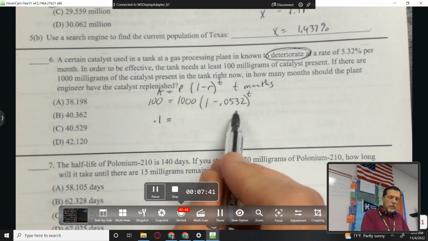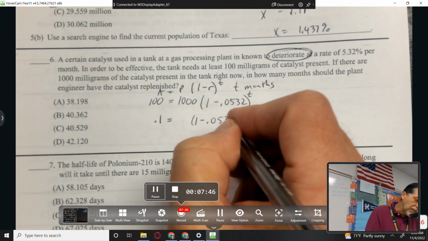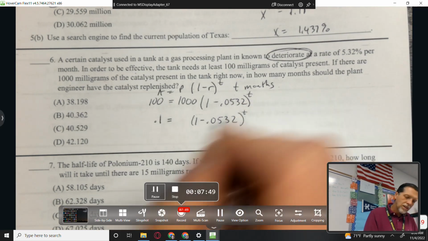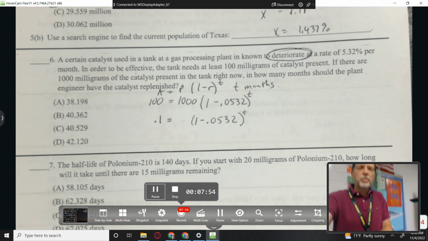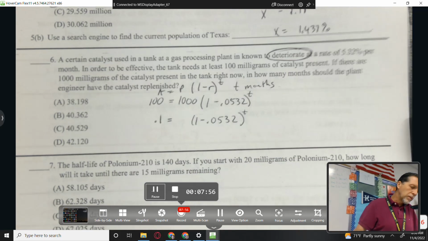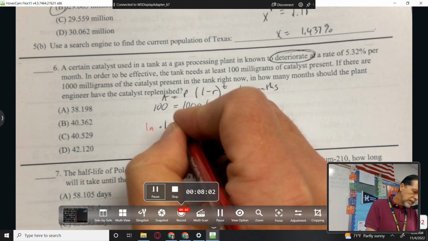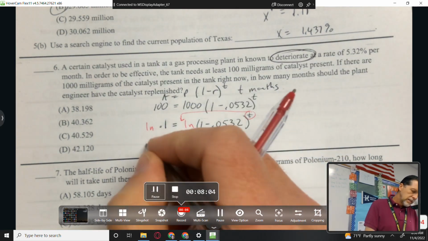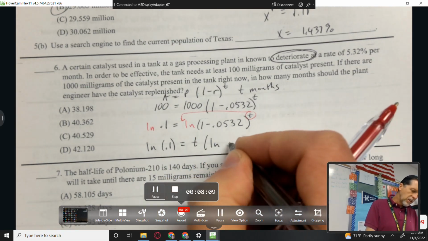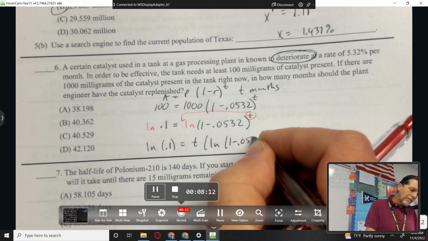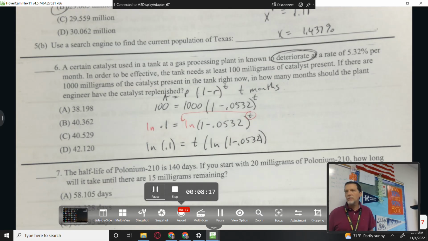Some people would go to the calculator for 1 minus 0.0532. Other people would be like, nah, I don't want to mess with that yet. So I'm just going to leave it as 1 minus 0.0532. Whether you go to the calculator or not, your next step is the same. Natural log both sides. So natural log 0.1 equals T times natural log 1 minus 0.0532. And then I'm out of space, but I think I'm ready to go to the calculator.